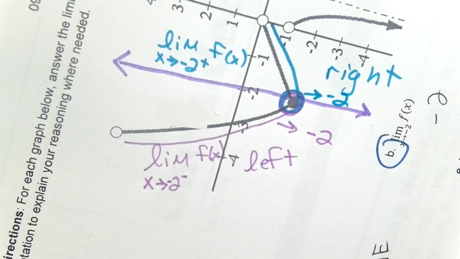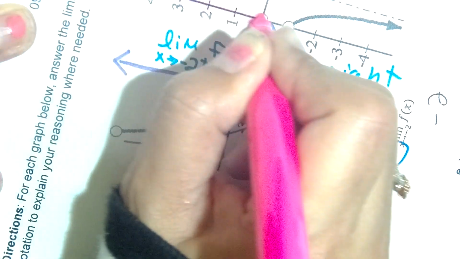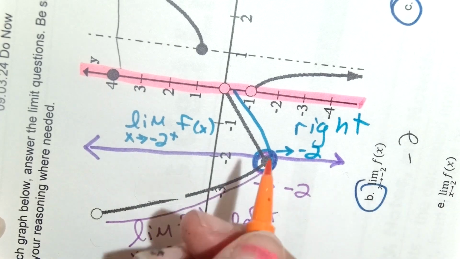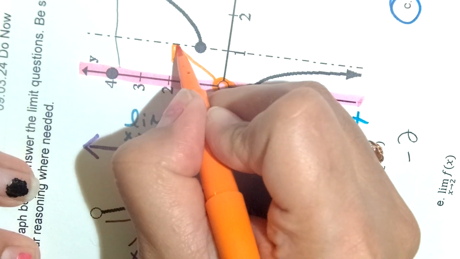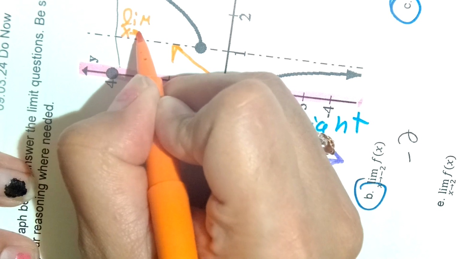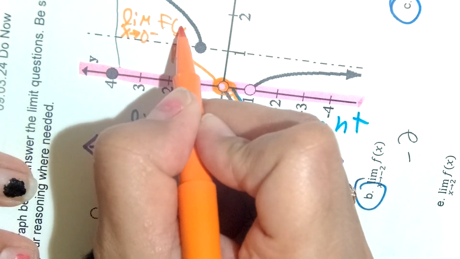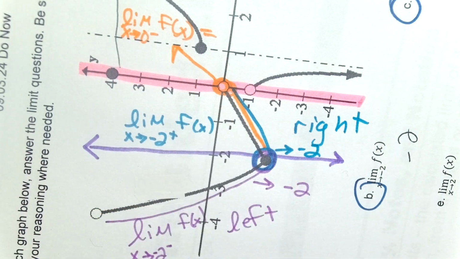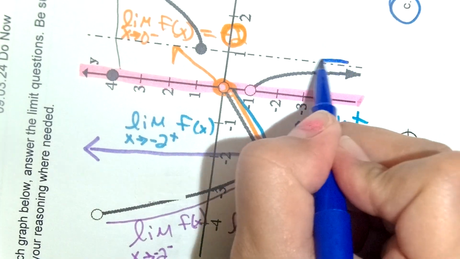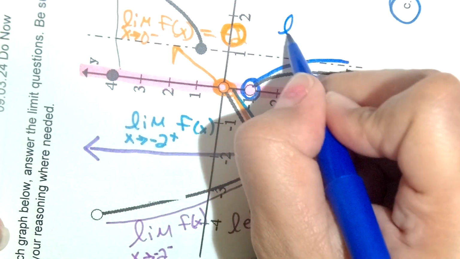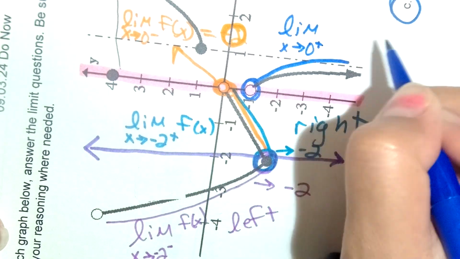Okay, let's do 0 then. So here is 0. If I approach 0 from the left, this is the limit as x approaches 0 from the left of f of x. This is, excuse me, 0. When I approach it from the right, I get negative 1. The limit as x approaches 0 from the right.